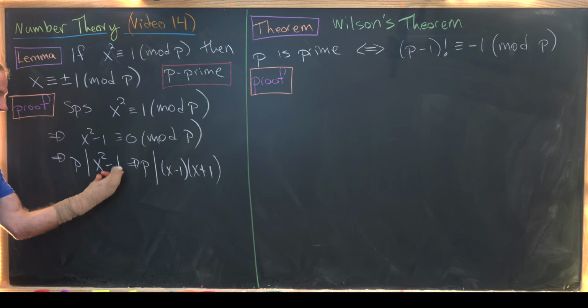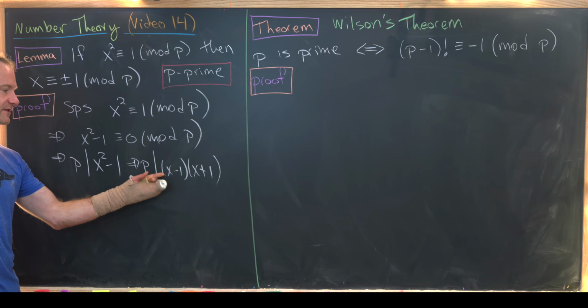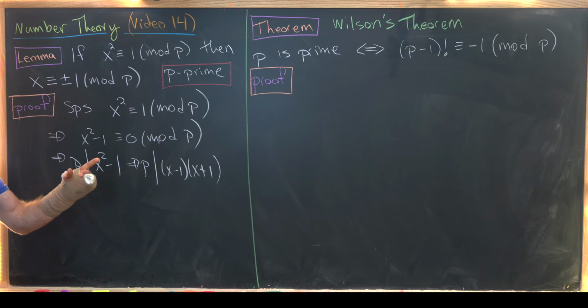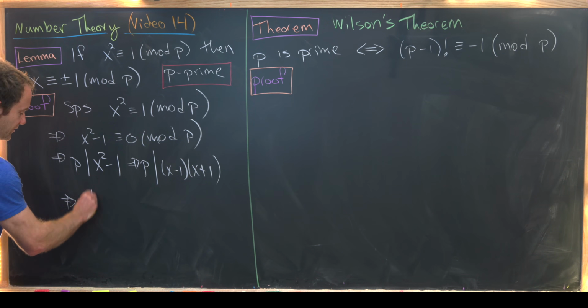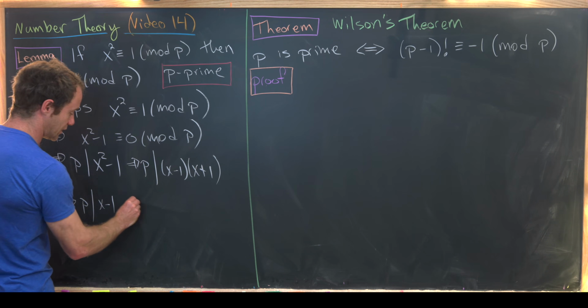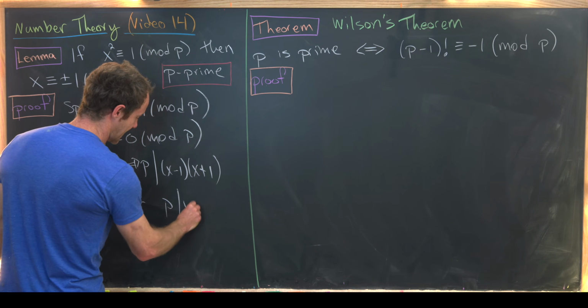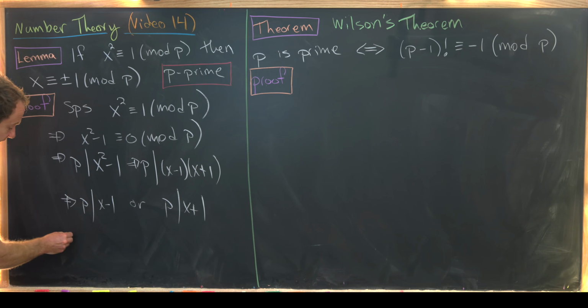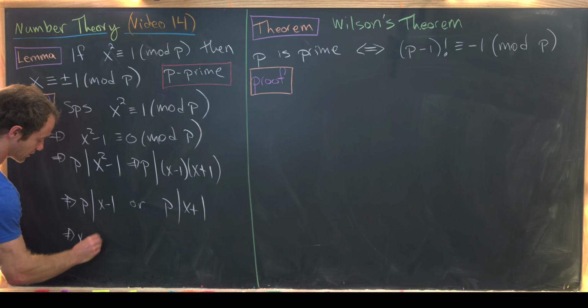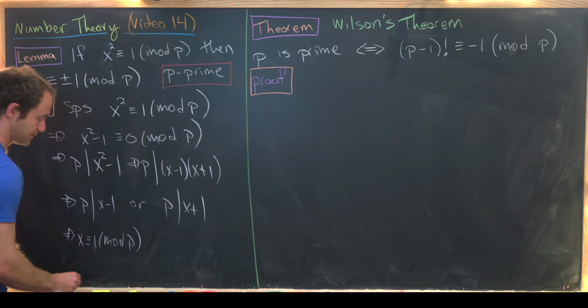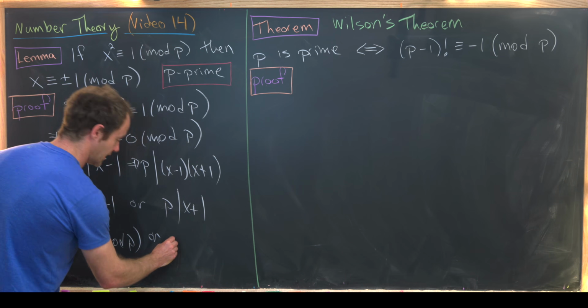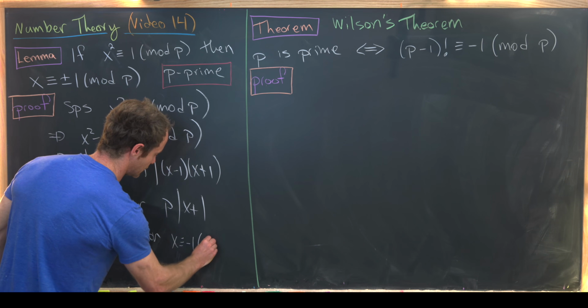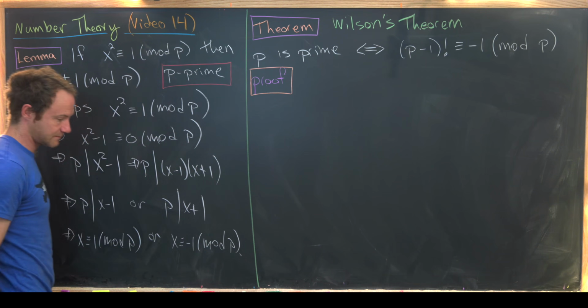Notice that at this stage we're in the integers, not the integers modulo p, so factorization just goes like normal. Now, if p divides a product, then p must divide one of the terms from the product. So p divides x minus 1 or p divides x plus 1. If p divides x minus 1, then x is congruent to 1 mod p. And if p divides x plus 1, then x is congruent to minus 1 modulo p.